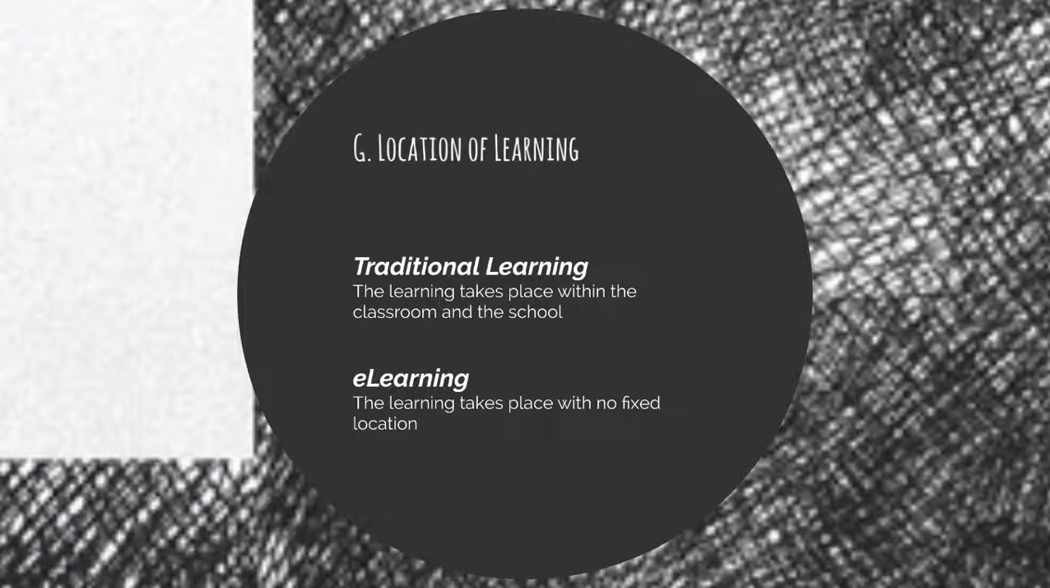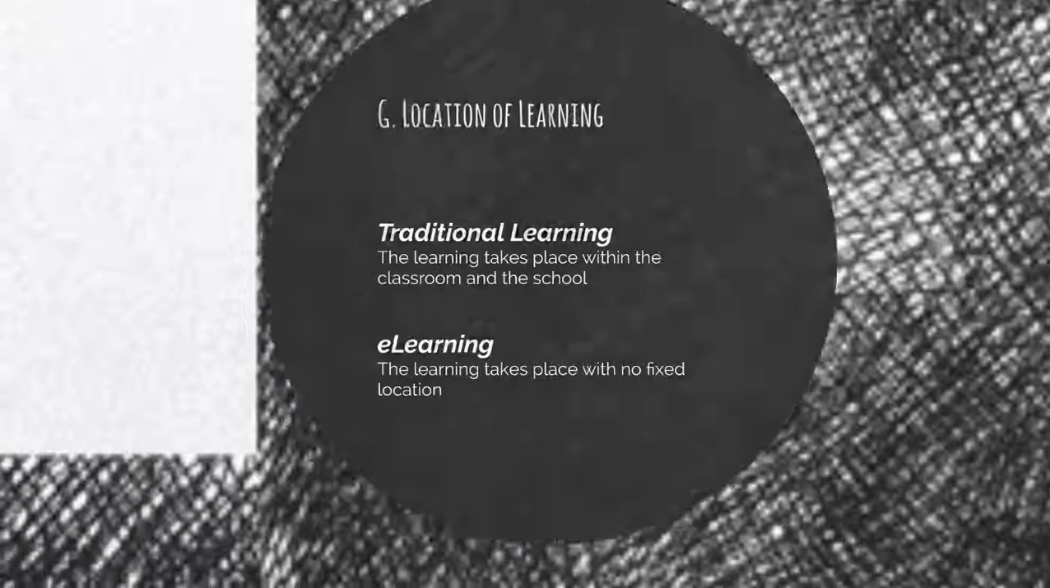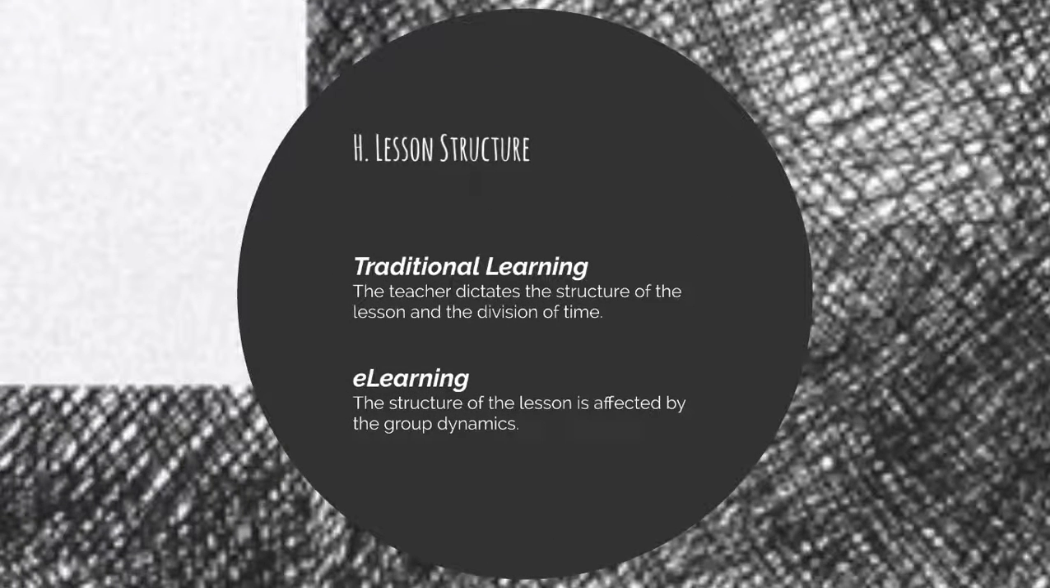Location of learning, traditional learning, the learning takes place within the classroom and the school, and e-learning, the learning takes place with no fixed location. Lesson structure. In traditional learning, the teacher dictates the structure of the lesson and the division of time. And in e-learning, the structure of the lesson is affected by the group dynamics.